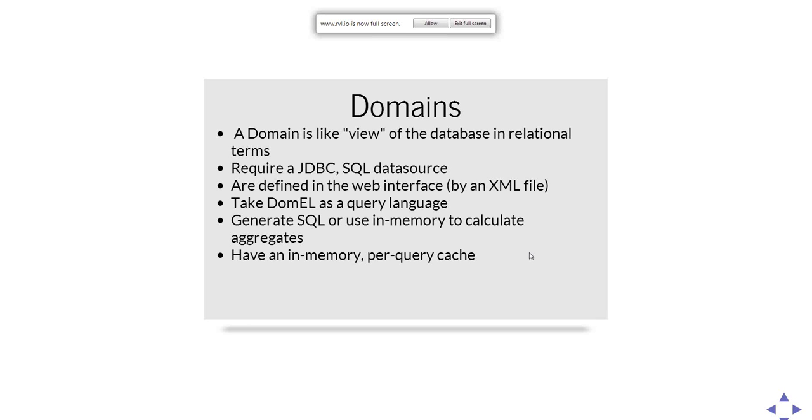There's a query language embedded in it called DOM-EL that allows us to do things like generate SQL or use an in-memory cache to calculate aggregations. We don't store the data; we're doing the analytics on a per query basis. So essentially, as you work with domains, when you change a filter or add a new field into the mix, it'll go away and query that data, and then as you interact with it, it'll just work with the data that's in that query. So it really goes from query to query.